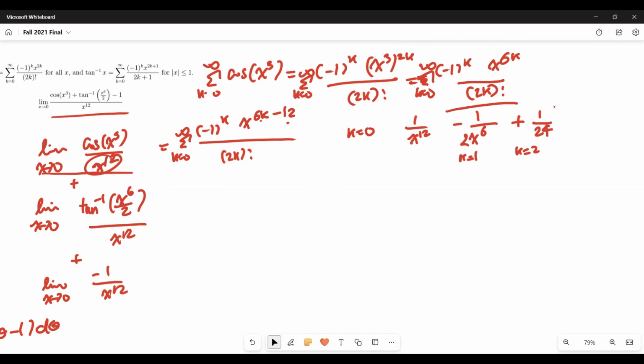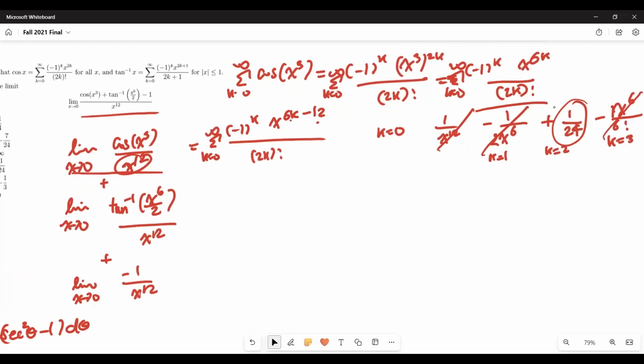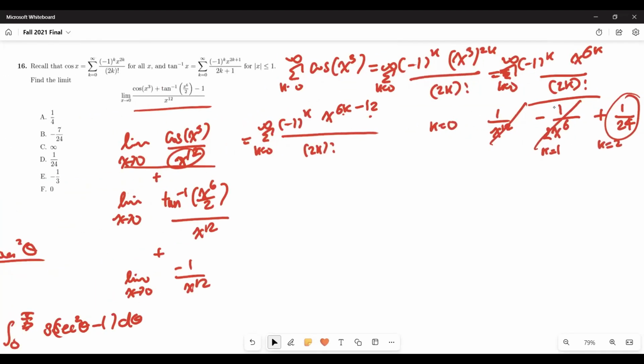And then the fifth one, which is the third one, or the fourth one actually. The fourth one, but k is equal to 3. So that's going to be negative 1 times x to the 6th power. X to the 18 minus 12 is 6, so 6th power, and then 6 factorial. And then so on. If you look at that, if the limit of x goes to 0, all of the terms will just be gone, except for 1 over 24. So that's what we want to find, okay, for the first one, at least.